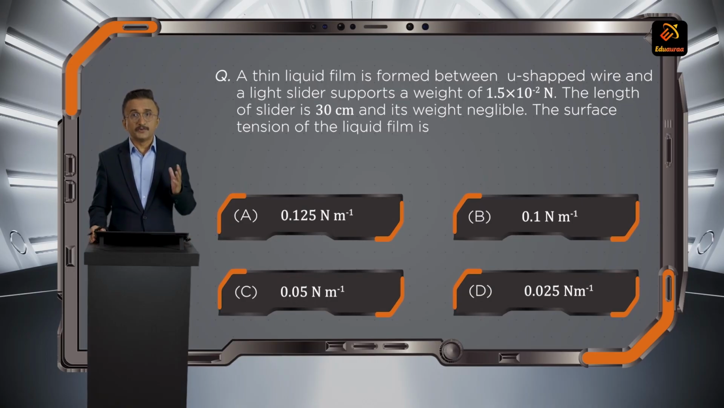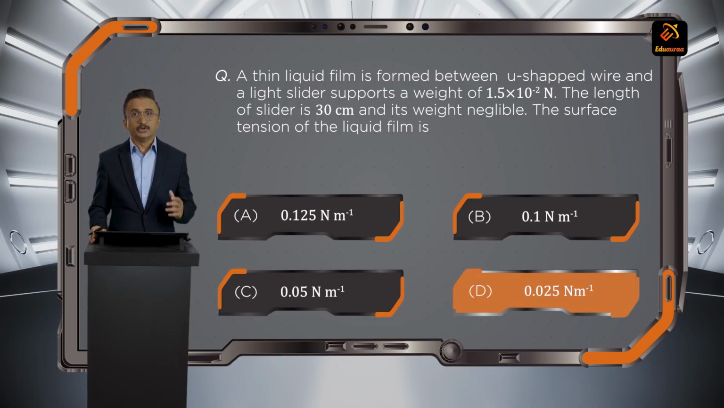So the correct option is option D. It is 0.025 Newton per meter.